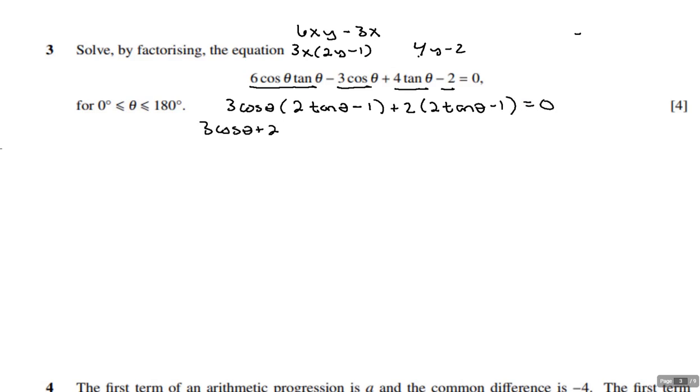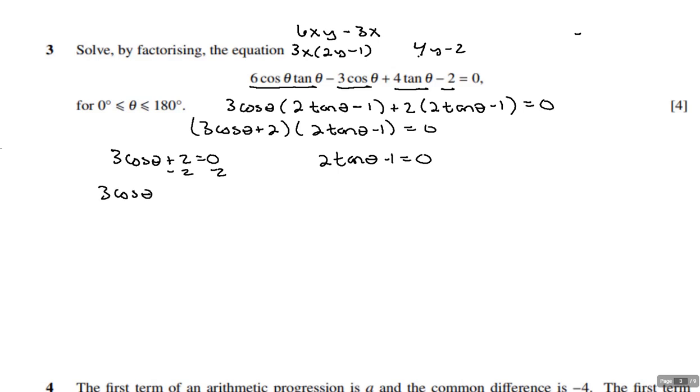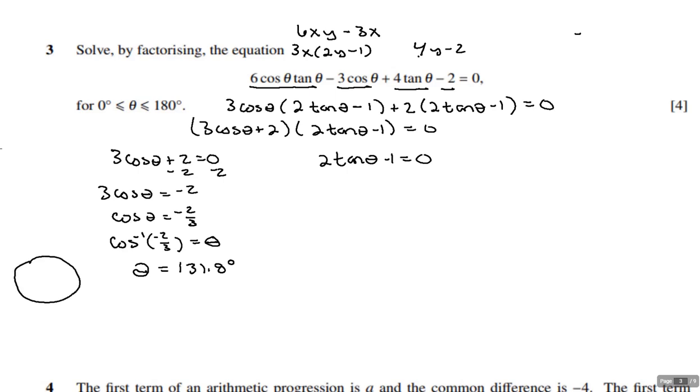Now I'm going to put these factors together: 3 cosine plus 2, and then 2 tan minus 1, equals 0. And like any factoring situation where I get factors that equal 0, I can now separate those and make each equation equal to 0, and then solve them like I normally would. In this first one, I end up with the inverse cosine of negative 2/3 is equal to the angle, and all I've got to do is go to my calculator and figure out that the angle is going to be 131.8.